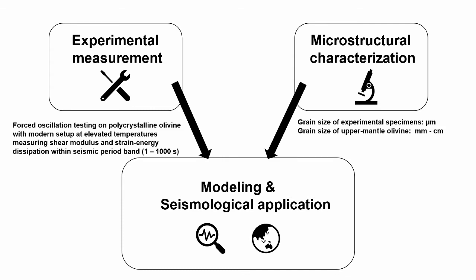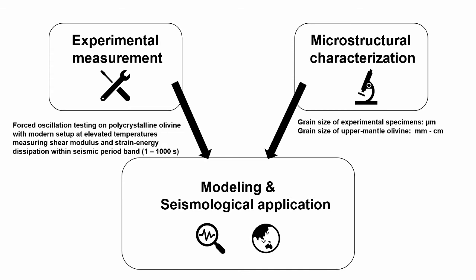To minimize the influence of thermal cracking, most of the tested samples are fine-grained, with grain size less than 10 microns. However, the grain size for the upper mantle olivine is at the scale of millimeter to centimeter. Therefore, the extrapolation of experimental data towards the upper mantle condition requires a well-constrained grain size sensitivity of inelastic relaxation in polycrystalline olivine, which is the purpose of this study.